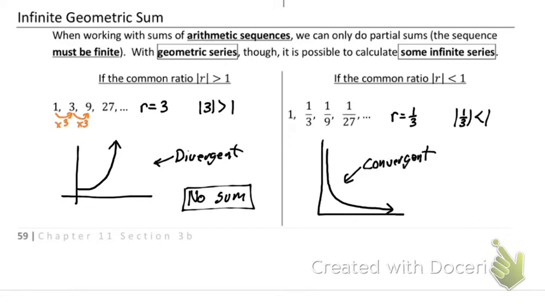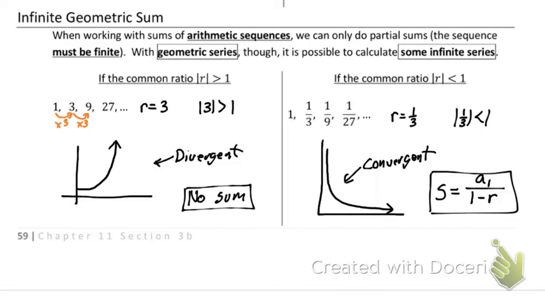And we can actually find the sum. In fact, the sum is going to equal your first term divided by 1 minus r. It's actually an easier formula. So divergent, no sum. It just keeps getting bigger and bigger and bigger.